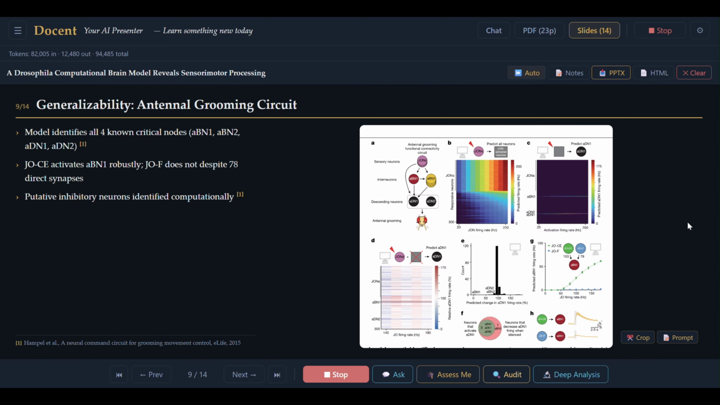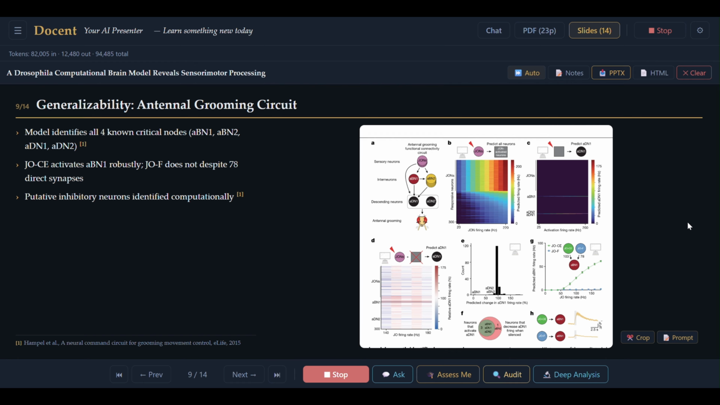JO-CE and JO-F both synapse directly onto aBN1, 103 and 78 synapses respectively. Yet the model predicts JO-CE will robustly activate aBN1, while JO-F will not. Panel H confirms this with calcium imaging.